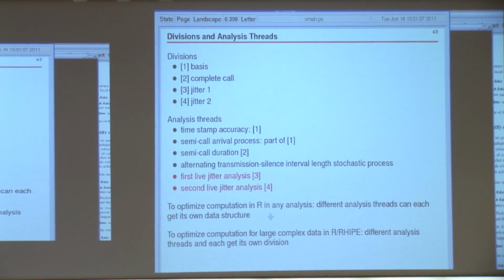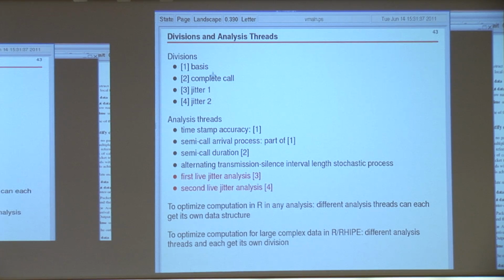And I guess I was just saying this: to optimize computation in R in any analysis, different analysis threads can each get its own data structure. That's something you do all the time, and that gets extended to RHIPE. It's no different. So for different analysis threads, it can be very helpful, for a lot of reasons, to form divisions for each analysis thread.